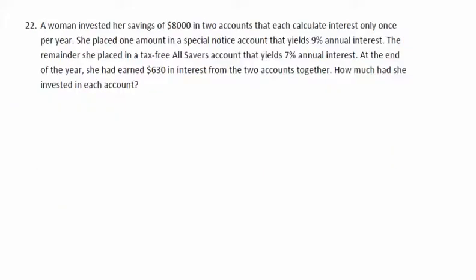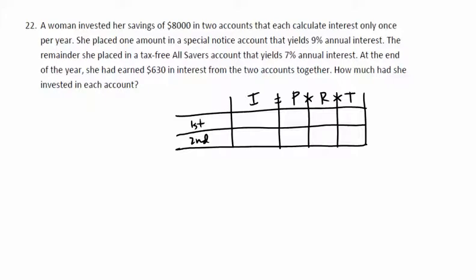Okay, in this problem, a woman invested her savings of $8,000 into two accounts. So we set up our structure here, and it's a total of $8,000 invested. Remember that the amount you invest is your principal. One of the amounts is 9%. We write that as a decimal. One of the amounts is 7%. Both of these are for 1 year. And again, when we know the total but not the individual amounts, we place an X in one, and whatever's left over from the 8,000 we put into the second account.